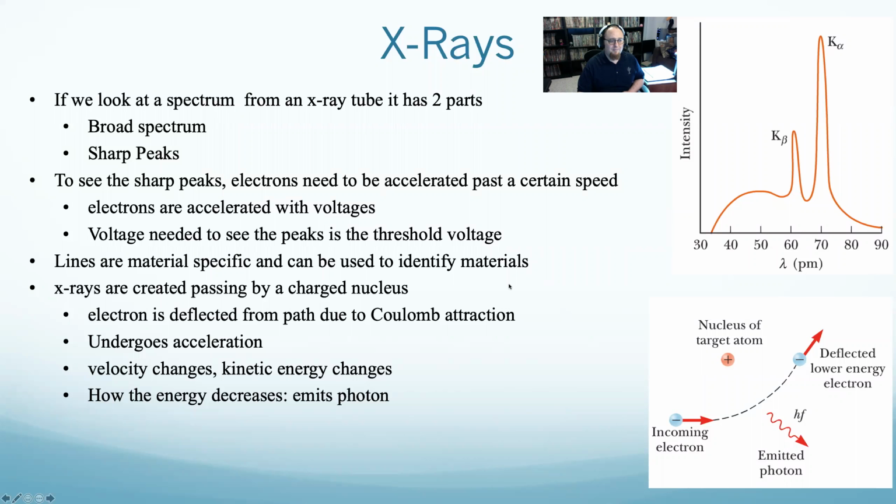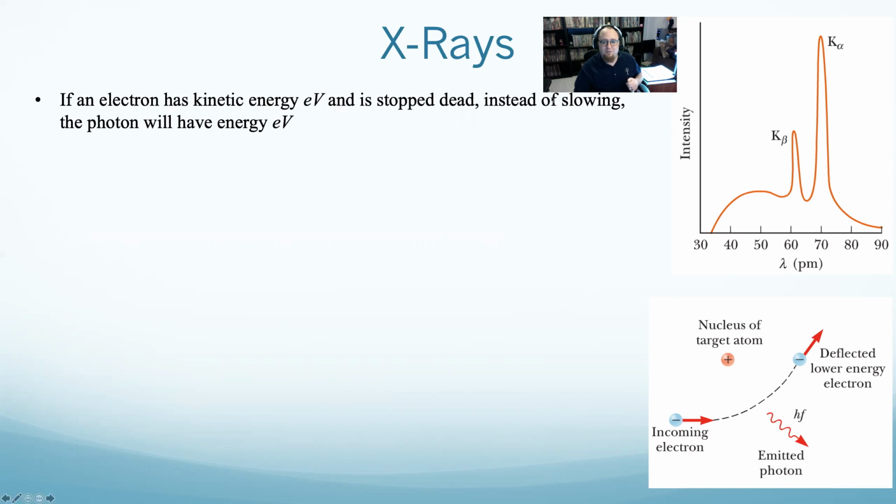Now, instead of the electrons being deflected, coming flying in and going off in a different direction, what if instead of deflecting the electrons, you stopped them? They actually hit a solid wall and stopped moving. What that would mean is that the photon emitted would have the exact same amount of energy as the electron had.